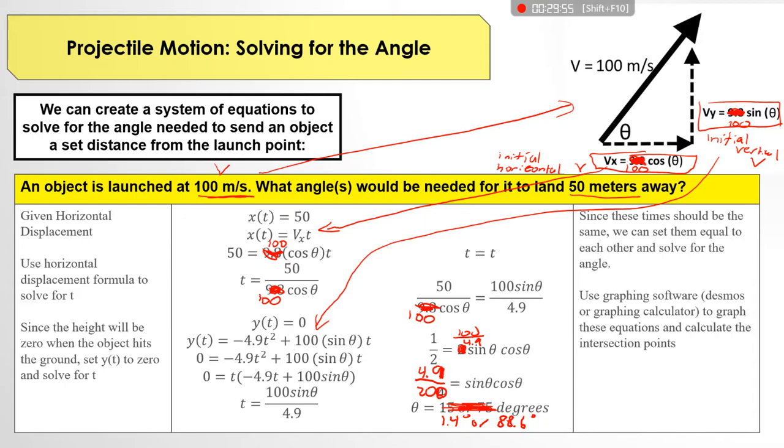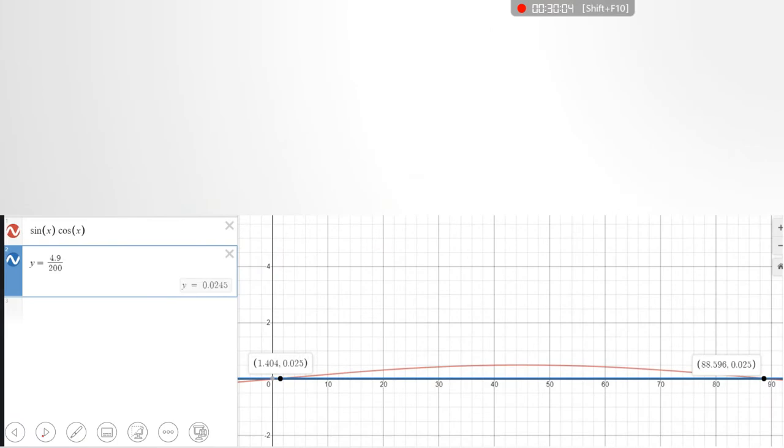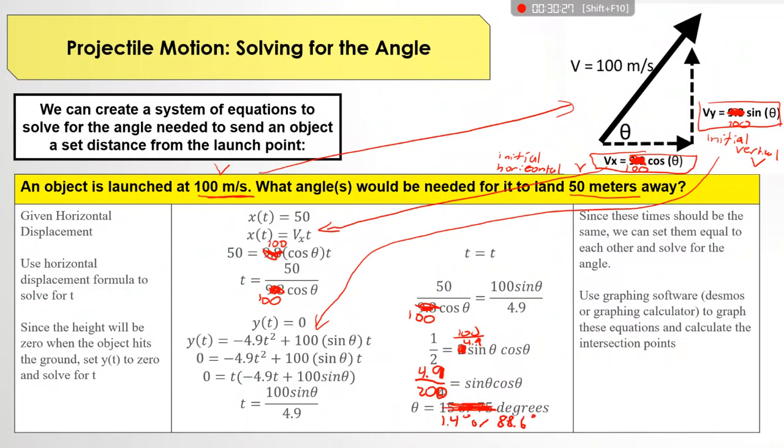Okay, so instead of solving this one by hand, what I want you guys to do at this point is to graph it. So if you jump over here to Desmos, if you graph both of these functions, so sine, cosine, and 4.9 over 200, then you can calculate the intersects. If you're in your graphing calculator, you can do the same thing. So just graph y1 as this one, and y2 is your 4.9 over 200, and then press second calculate and intersect, and it will give you these intersects. Okay, anyone else have questions on this one?